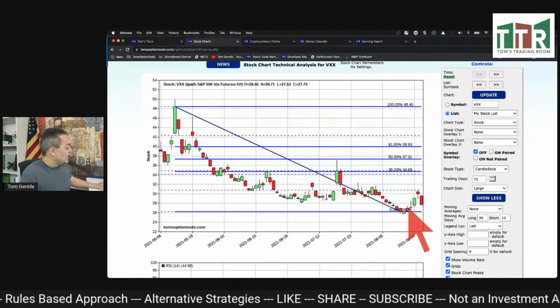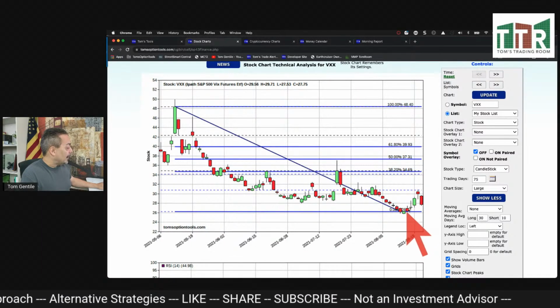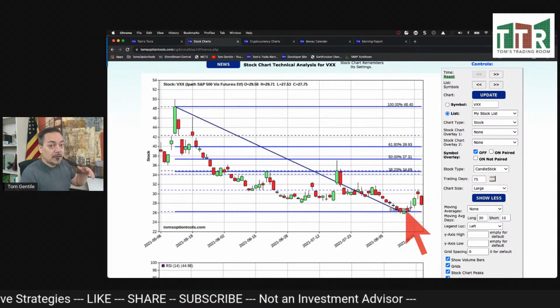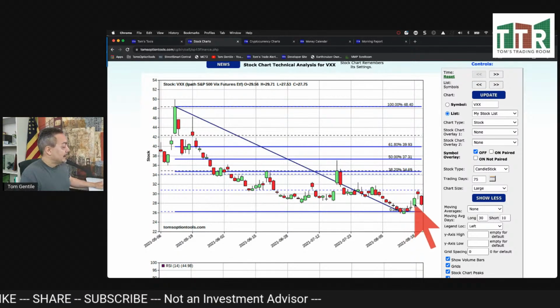We had a little bit of a move, but it didn't last long at all. This was last week when the market dropped. The VIX actually rose a little bit. Didn't last long.